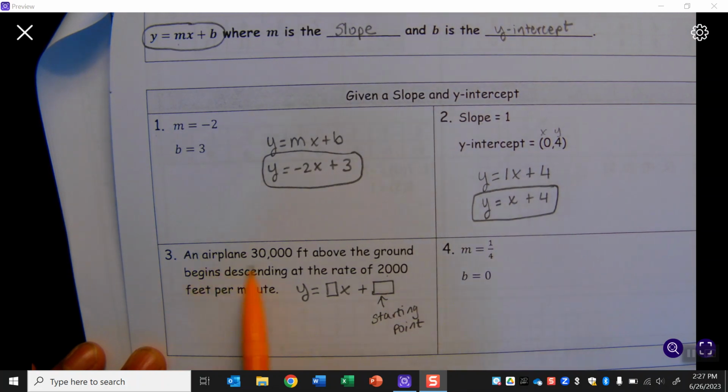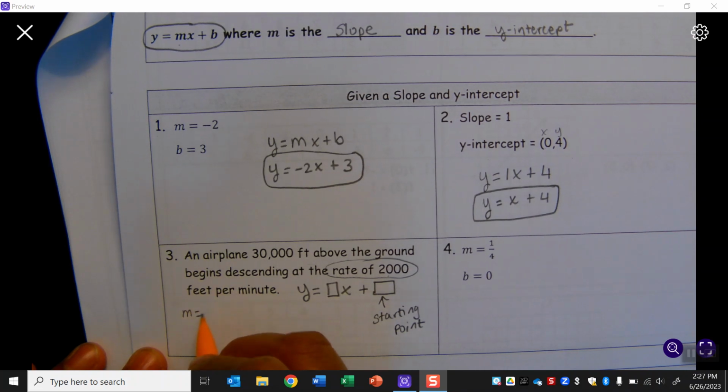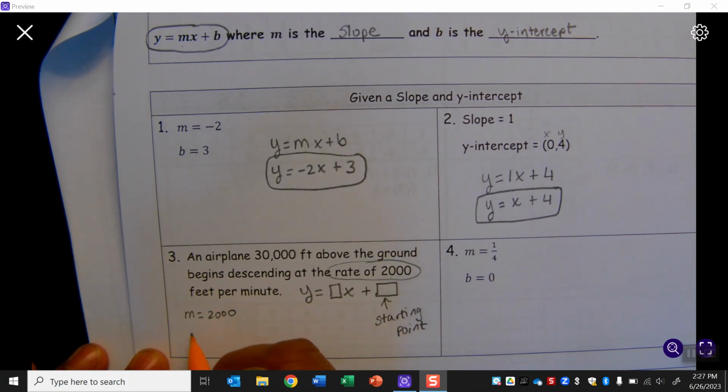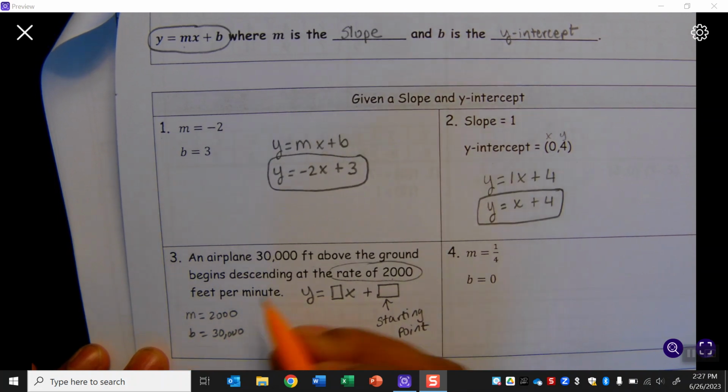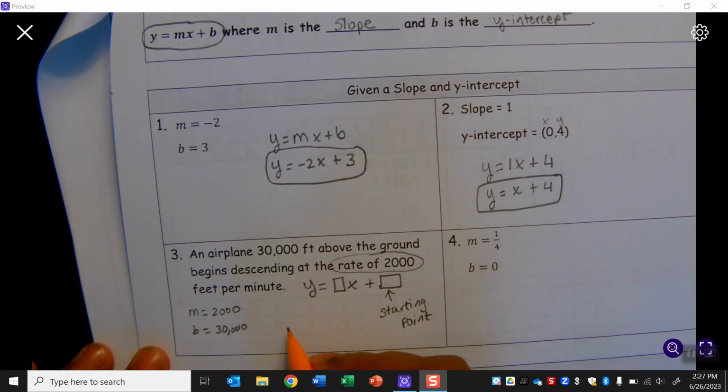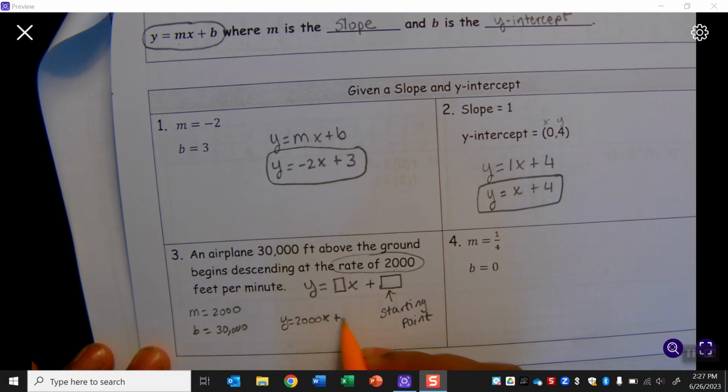So an airplane is 30,000 feet above the ground, begins to descend at a rate, so whenever it says rate, you know that that's indication that it is the slope, 2,000 feet per minute. So my slope here is 2,000, while my y-intercept here is 30,000. I have everything to write it in slope-intercept form. So you have y equals 2,000x plus 30,000.